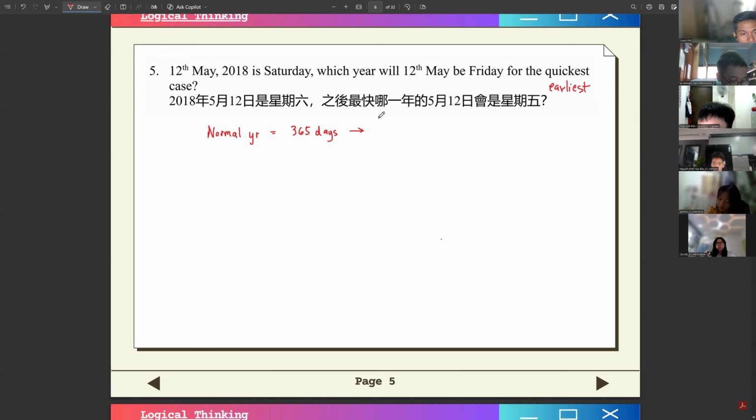So if you divide this by 7, which is the number of days in a week, no? There's 7 days in a week, Sunday to Saturday. This is equal to 52 weeks, remainder of 1 day. So that 1 day just means that you shift from, let's say, a Saturday, it becomes a Sunday the next year, right? So let me write that. It shifts the calendar forward by 1 day.